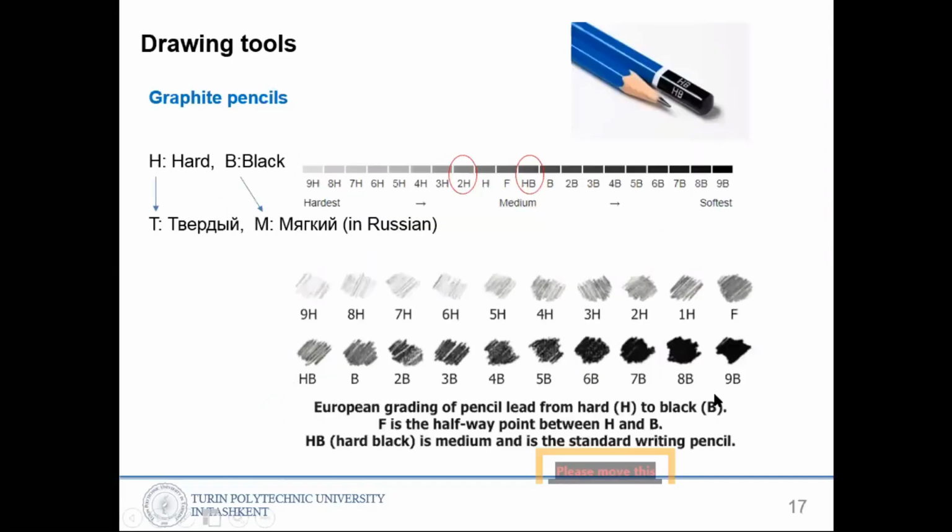Okay, so drawing tools, what kind of tools do we have to use? We need pencils, graphite pencils, just normal regular pencils. There is a grading system, from 9H up to 9B. We need two types of them.